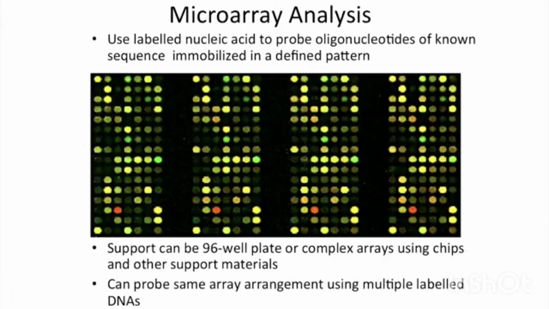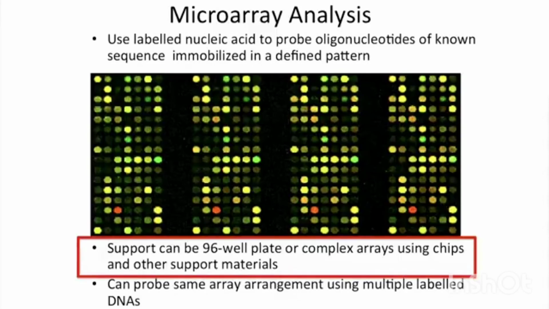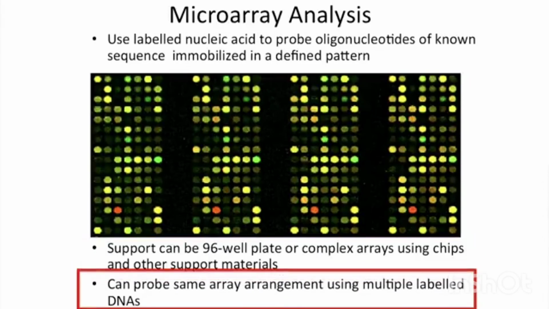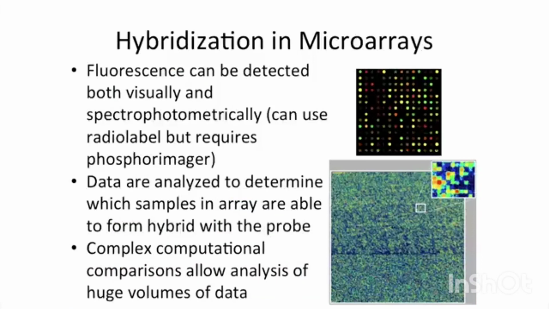Microarrays detect defined sequences based on patterns of hybridization. You can use short segments of DNA or oligonucleotides that are immobilized in a defined pattern on a support material such as a 96-well plate, slide, or chip. The same array arrangement can be used to probe multiple DNA sequences, and this method allows you to detect sequences both visually and spectrophotometrically. Some arrays are very complex, and they can test many sequences at once.